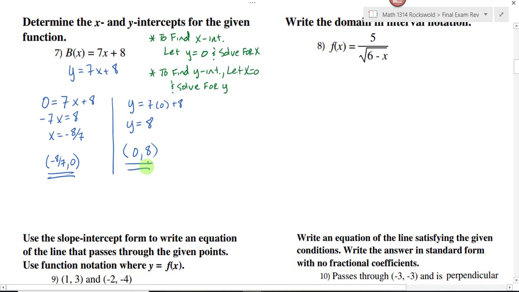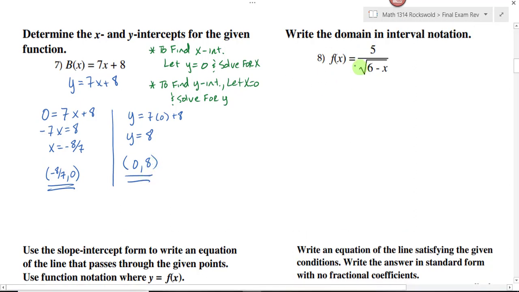So there's our x-intercept and our y-intercept. On number 8, we're asked to write the domain in interval notation. Here we have a fraction and a radical. What's the rule for the domain in fractions? The denominator cannot be equal to what? The denominator cannot be equal to 0. So I know that this denominator, the x, can't be equal to 6.